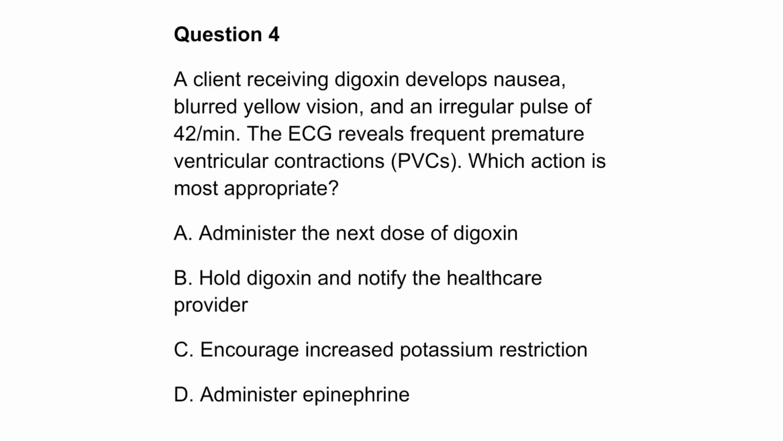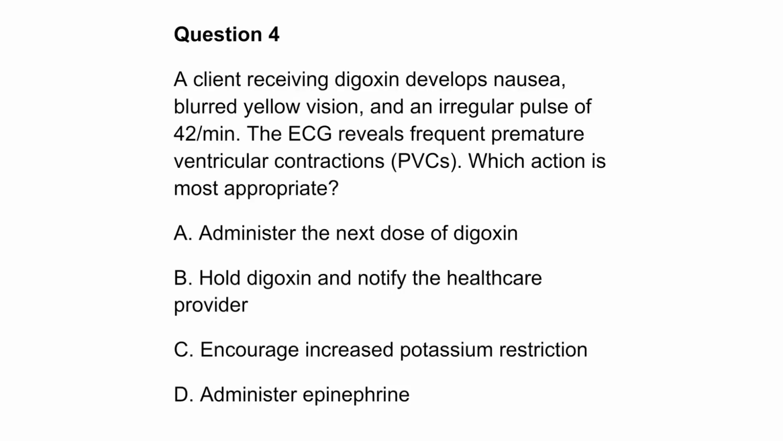Question 4. A client receiving digoxin develops nausea, blurred yellow vision, and an irregular pulse of 42 per minute. The ECG reveals frequent premature ventricular contractions, PVCs. Which action is most appropriate?